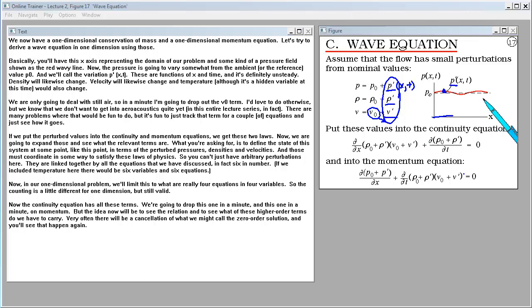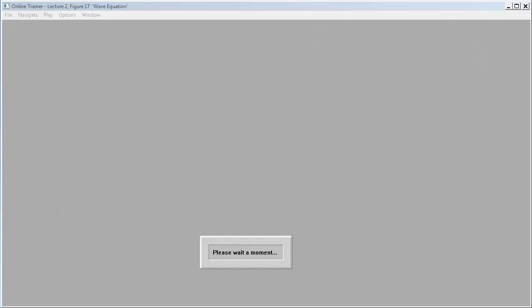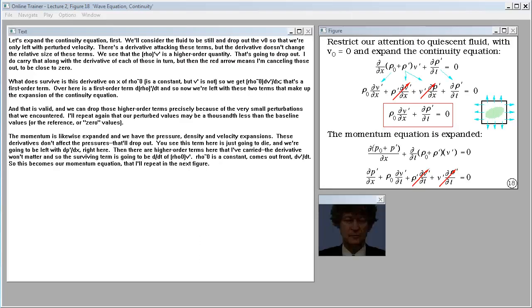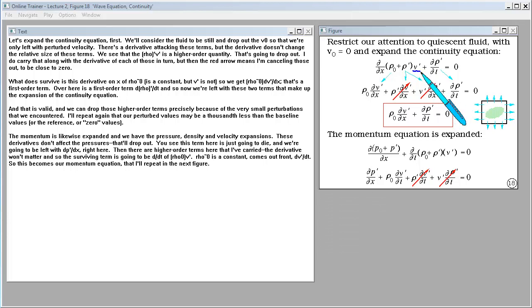Now, the continuity equation has all these terms. We're going to drop this one in a minute and this one in a minute on momentum. But the idea now will be to see the relation and to see what of these higher order terms we have to carry. Very often there will be a cancellation of what we might call the zero order solution, and you'll see that happen again. Let's expand the continuity equation first. We'll consider the fluid to be still and drop out the V0 so that we're only left with the perturbed velocity.